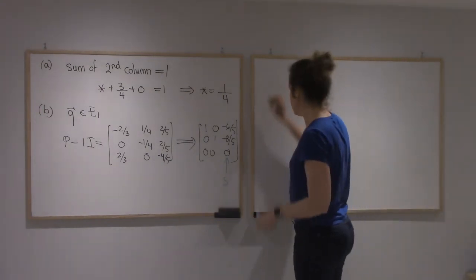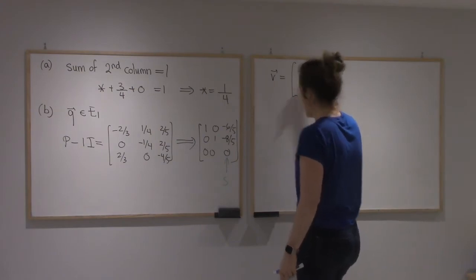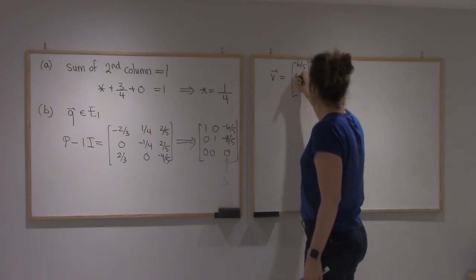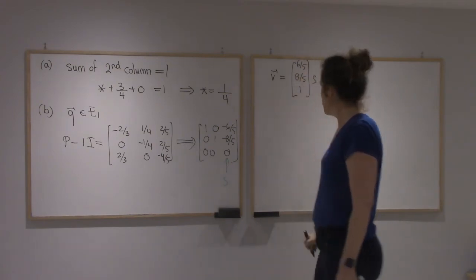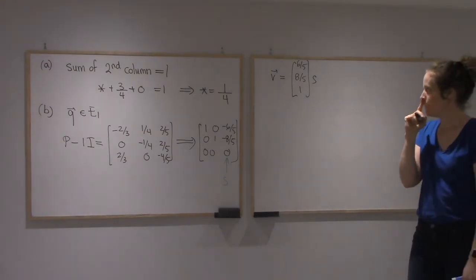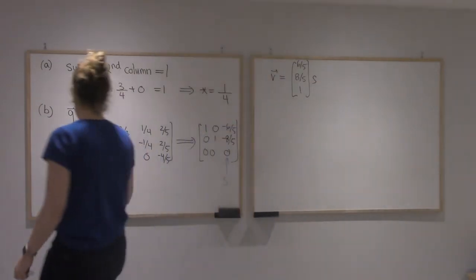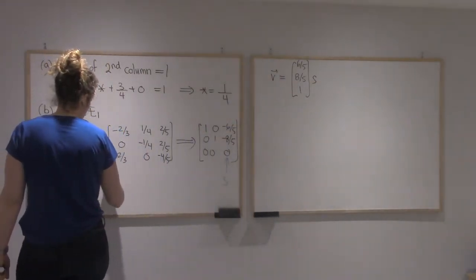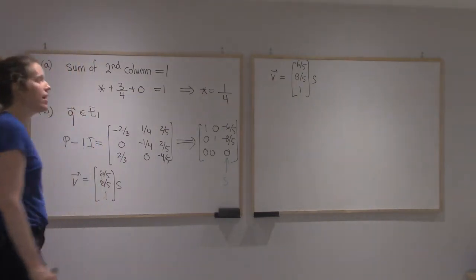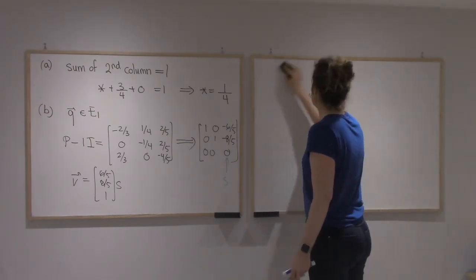And so my eigenspace will be made up of vectors. Let me put 1 in the final row, so I'll get 6/5, 8/5, 1. So for any value of s, I would get P times this vector equals this vector.